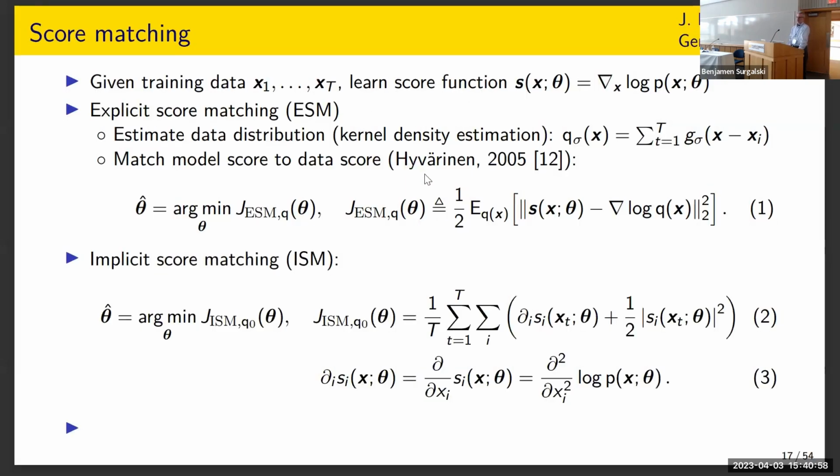So the same individual who published explicit score matching pointed out in that paper that there's another way to do it that we now call implicit score matching. He has some clever derivations involving changes of variables and the like in the appendix of his paper that show that if you average over the training data, so this is t going from 1 to T, the number of training samples, the partial derivative of the ith component of the score function plus its square, minimizing that turns out to be the same as minimizing this. And now you don't need to know the true distribution of the data anymore. So that is called implicit score matching.